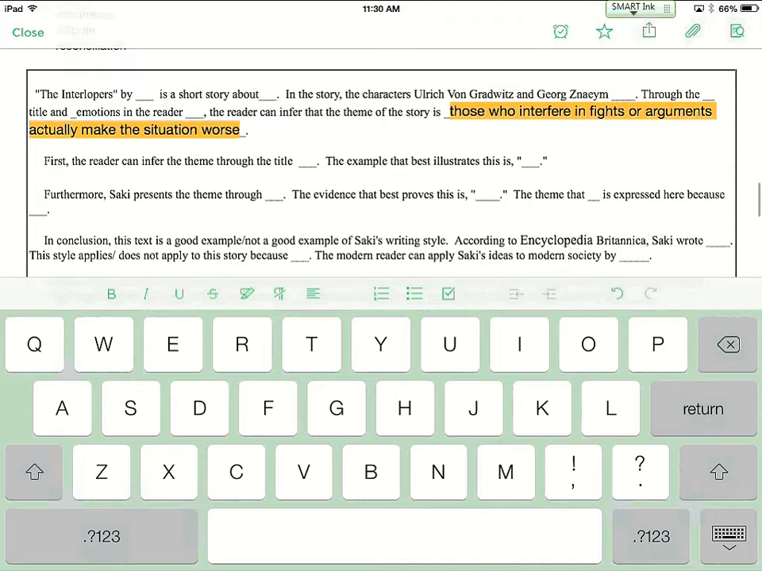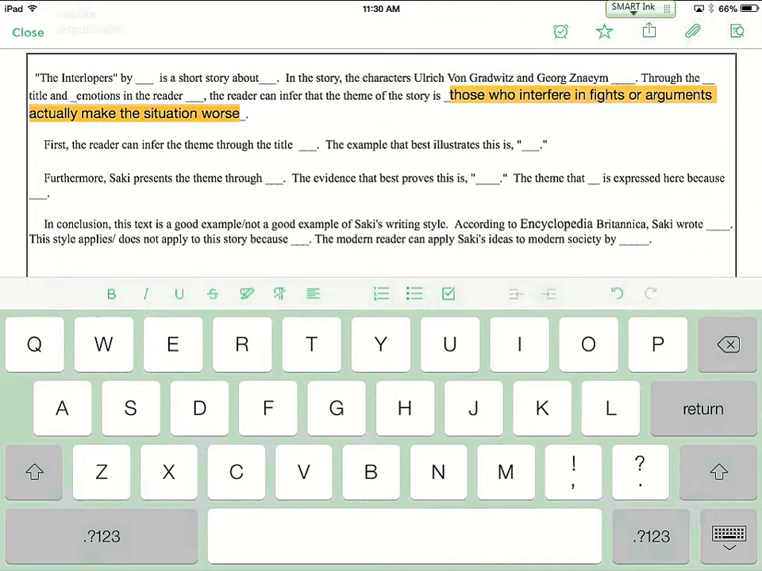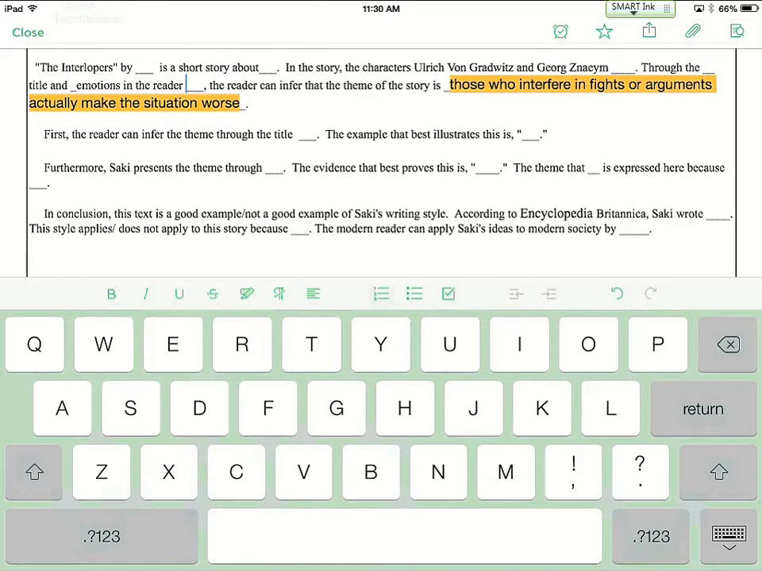Now your introduction says, The Interlopers by blank is a short story about blank. In the story, the characters Ulrich von Gradwitz and Georg Znaeym blank. Through the title and emotions in the reader, one can infer that the theme of the story is those who interfere in fights or arguments actually make the situation worse. The blanks at the beginning of the essay, the introduction strategy, need to be filled in. You can do that by remembering what happened in the story and who wrote it. Those are for you.